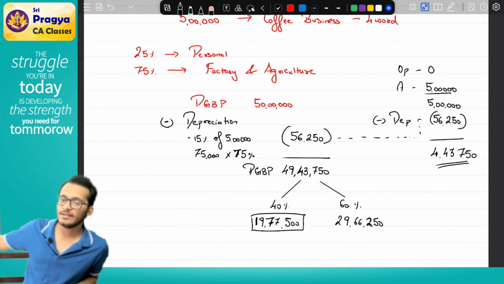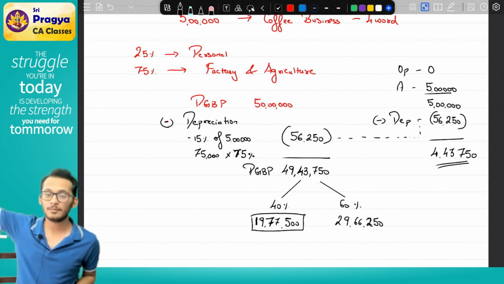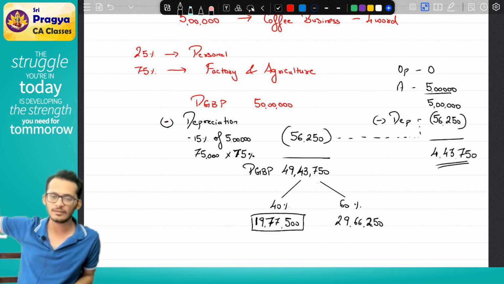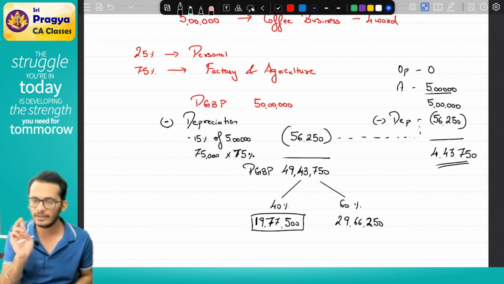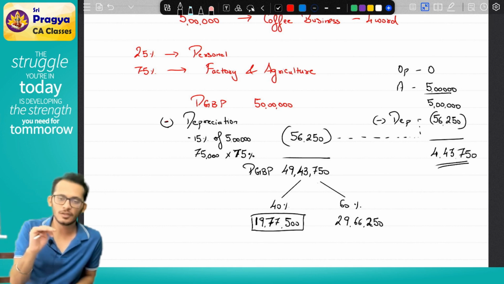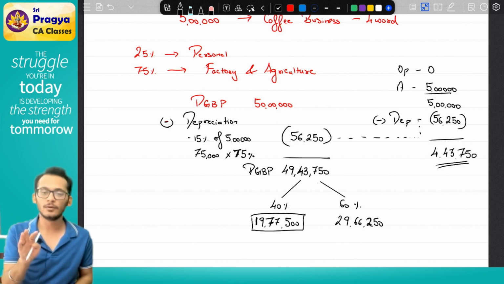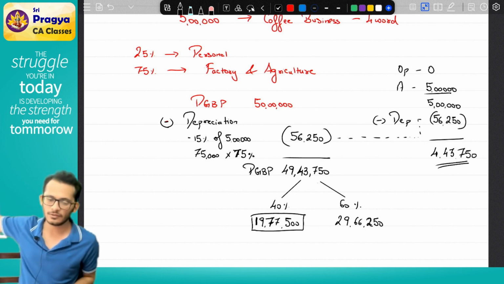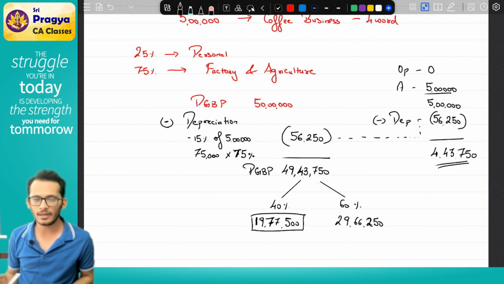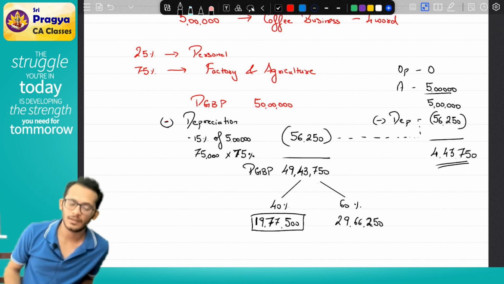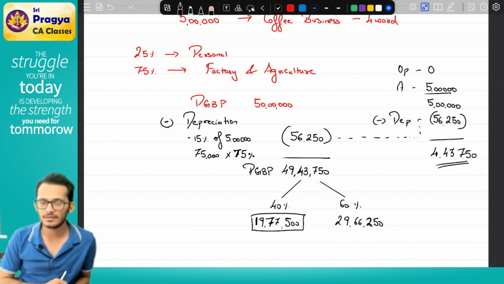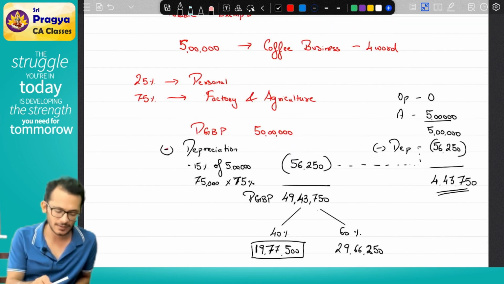Understand how this 56,250 comes about: 75,000 is what you are supposed to claim as per composite rules. But in that 75,000, 25% is for personal, so I don't have to reduce personal. I have satisfied both the sections. I have reduced the whole 75,000 also, but I have removed the personal part. So therefore, it becomes 56,250. Clear? Not clear? Clear? This is how you do it. Check it once again and let me know if you understand.